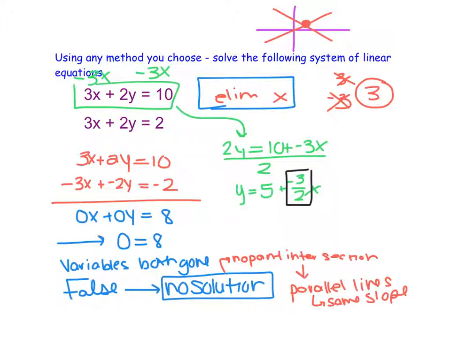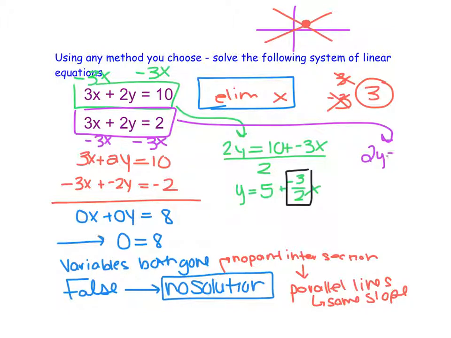Then if I rewrite this second line here, again for y, so I can identify the slope, subtract 3x from each side, I get 2y is equal to 2 plus a negative 3x.